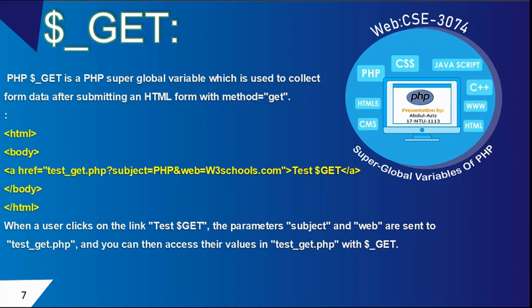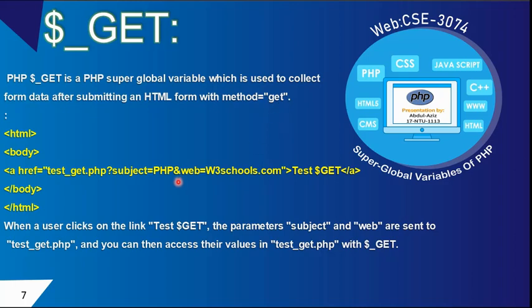This is the get method. It is a super global variable method which is used to collect the form data after submitting the HTML form with method get. Get can also collect data sent in the URL. Data can be shown on the URL.